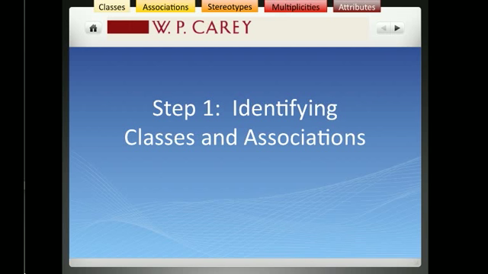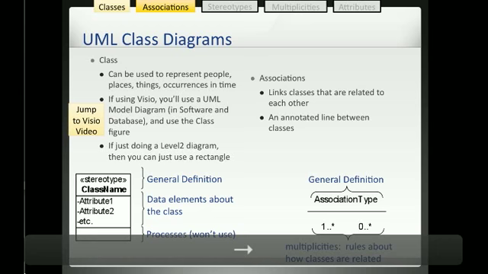This video is in a series of videos designed to help students understand how to create class models using UML techniques in order to model reality and to provide the foundation for database skills. In each of these videos, you can use the buttons at the top of the screen to jump to other areas in this tutorial to understand how to use those directly. In this video, we'll be focusing on the foundation for class diagrams, two key elements, the classes and the associations.